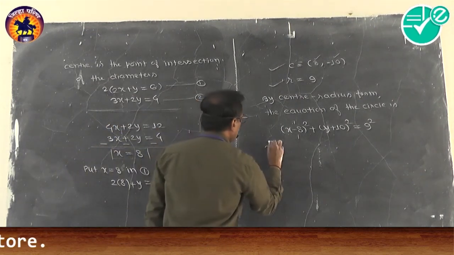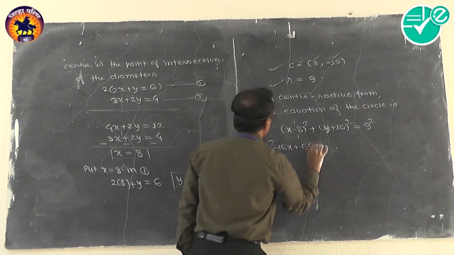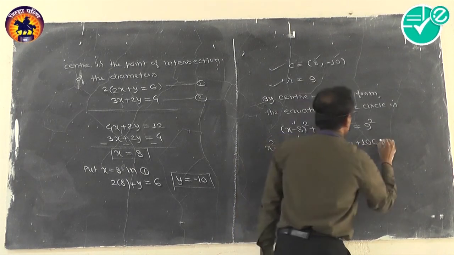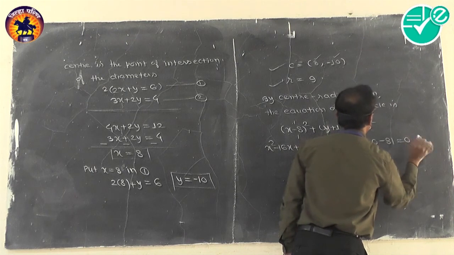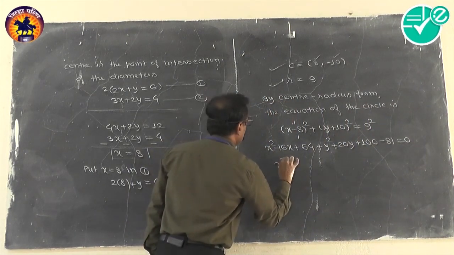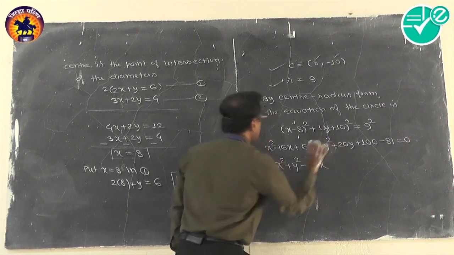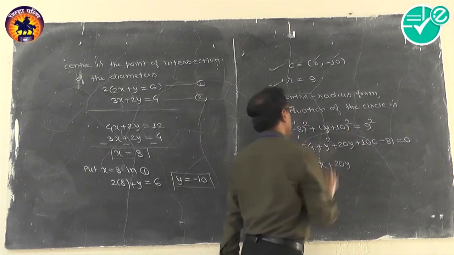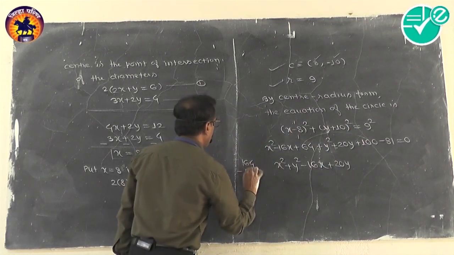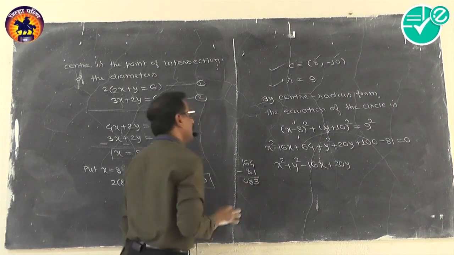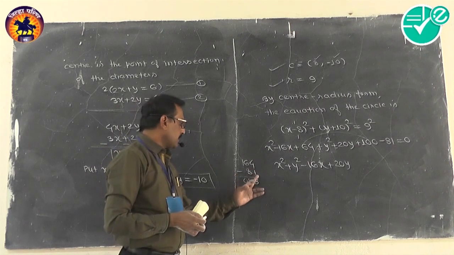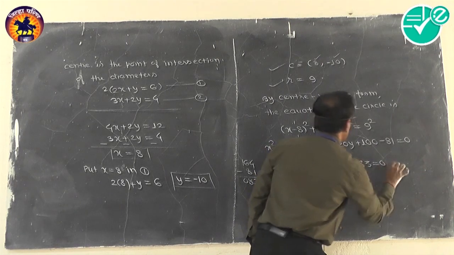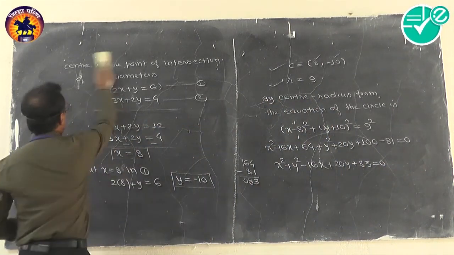We will continue like this: x square minus 16x plus 64 plus y square plus 20y plus 100. This 9 square means 81, it is shifted to the left, so it is minus 81. So we have to proceed like this: x square plus y square minus 16x plus 20y, and after that 164 minus 81. Can I write this as 83? 4 minus 1 is 3, 16 minus 8 is 8, it is 83, and it is a plus 83, and this is the required equation of the circle.